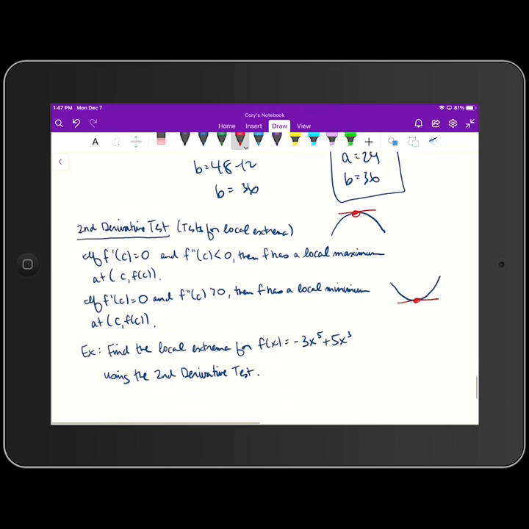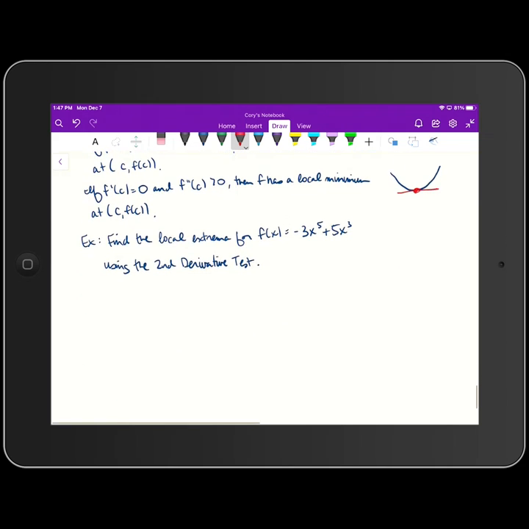We're just going to do one example here, taking a look at how we utilize the second derivative test to find local mins and local maxes. The directions here ask us to find the local extrema for the function f of x equal to -3x to the 5th power plus 5x cubed.